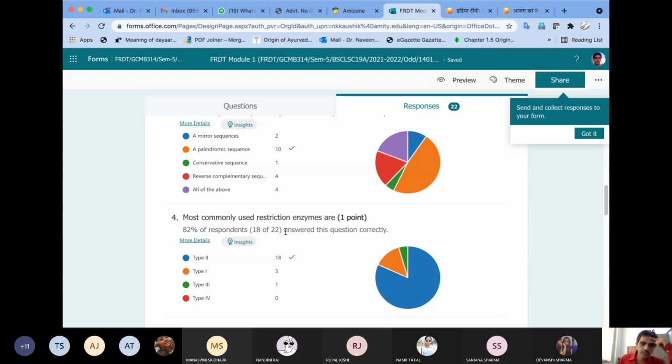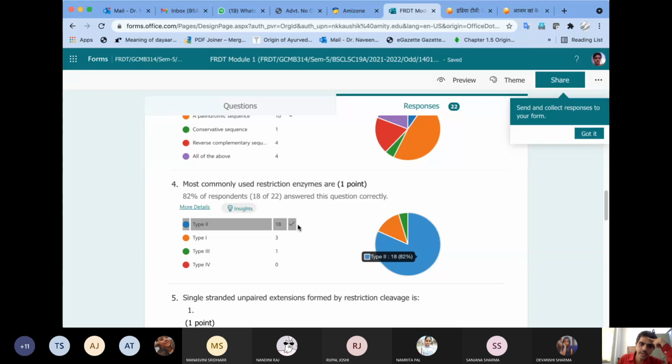Now moving to question number 4. The most commonly used restriction enzymes are type 2, so that's the right answer. 18 have given the right answer, and 3 gave wrong answers. These are type 1 and type 3. The right answer is type 2, because this is the one which has specificity in the cut.